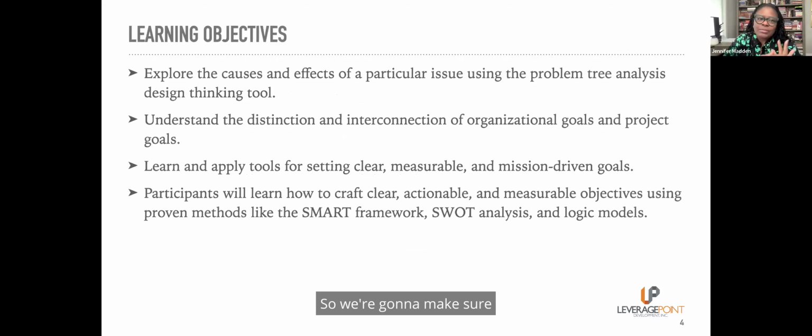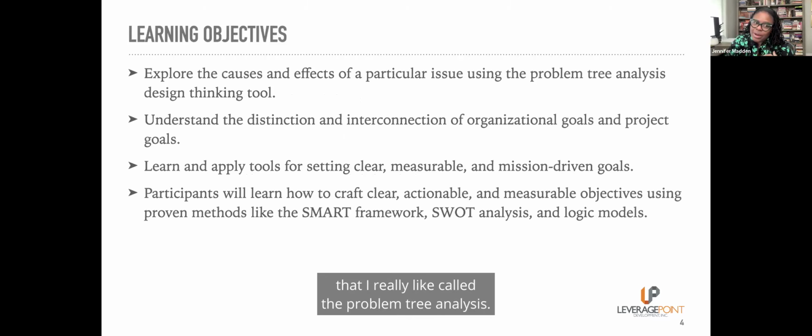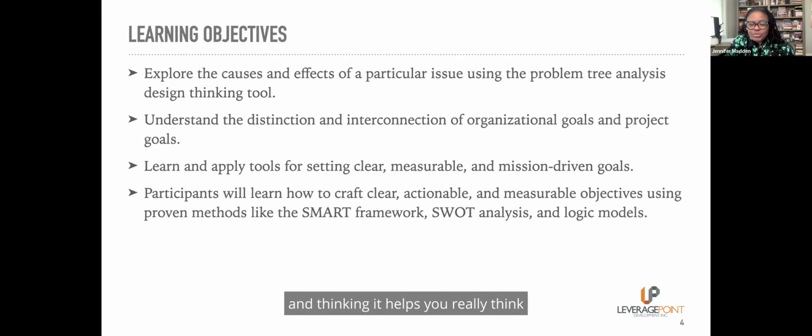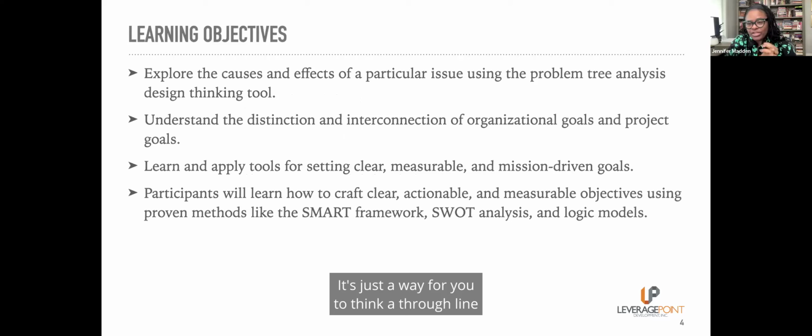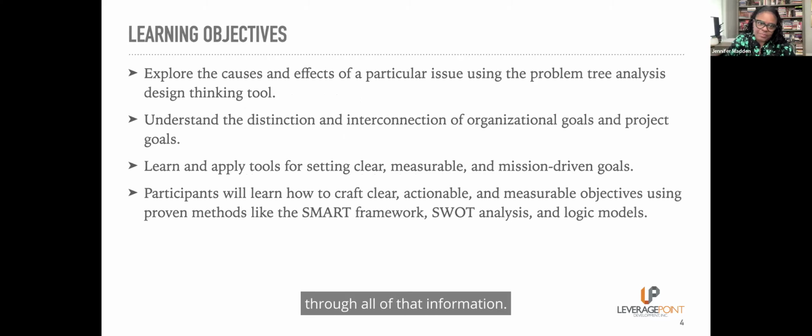So we're going to make sure that you can really understand your issues by using a design tool that I really like called the problem tree analysis. It's a design thinking tool. I think it's very helpful. It helps you really think about your distinction and your interconnection to your goals and your mission. It's just a way for you to think a through line through all of that information.